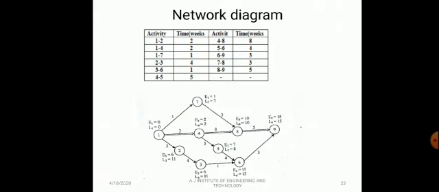1 to 2. Time is 2. Then 1 to 4. 1 to 2, 1 to 4, and 1 to 7. The three activities will start from point 1, going to 2, 4 and 7. And times are also given: 2, 2 and 1.